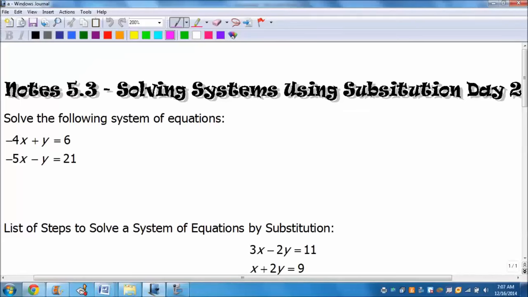Ladies and gentlemen, notes 5.3 are on solving systems of equations using substitution. This is our second day of notes. We did our first day in class. The second day we are doing through this video. Where it says solve the following system of equations, don't do that right now. We will do that sometime in class in the near future.